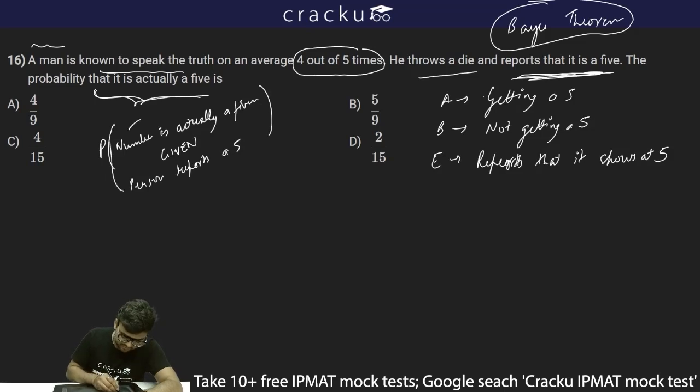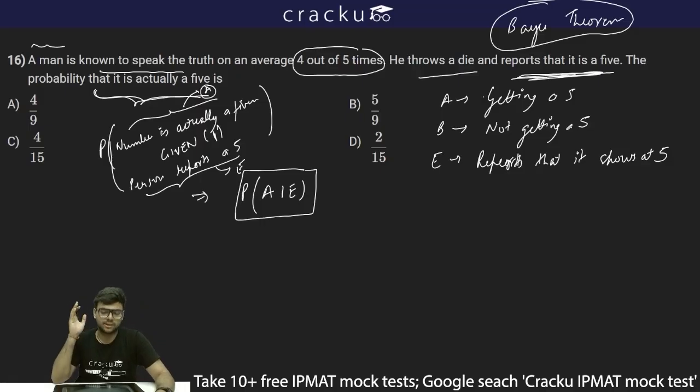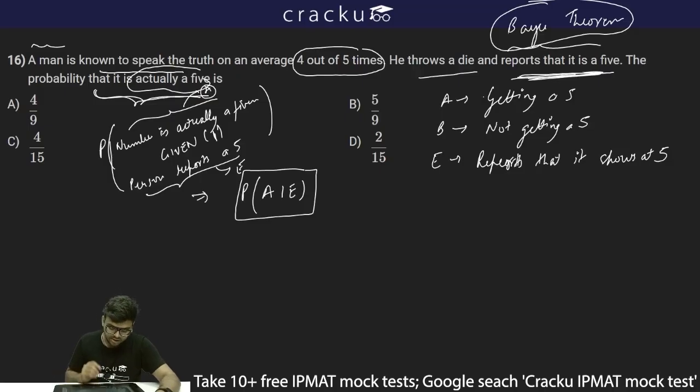Now the number is actually a 5. This is event A. Given is generally represented by a bar, and the person reports a 5. This is event E. So we need to find out the probability of A given that E has already happened. It is saying he throws the dice and reports that it is a 5, and we have to find out that it is actually a 5, because it is clearly given that he is reporting it as a 5. We have to find out the probability of P of A given that E has already occurred.